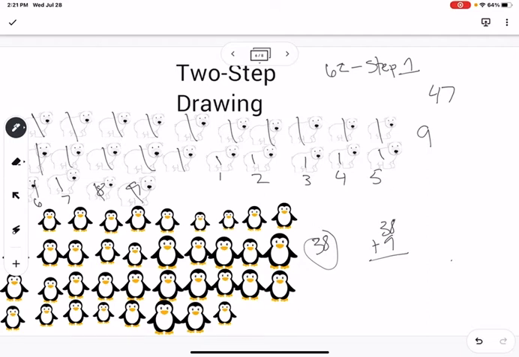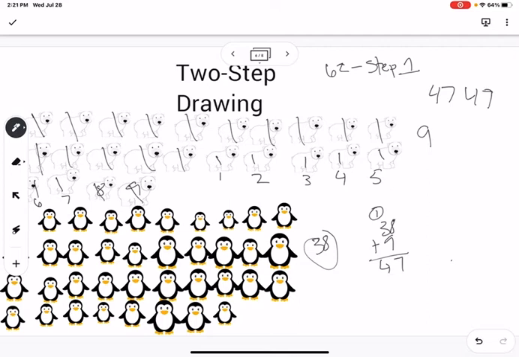But let's do 38 plus 9. So we have 9 plus 8, which is 17. So we carry our 1 and write our 7. We have our 3 and our 1 that we carried, which is 4, so 47. That way we got 47.